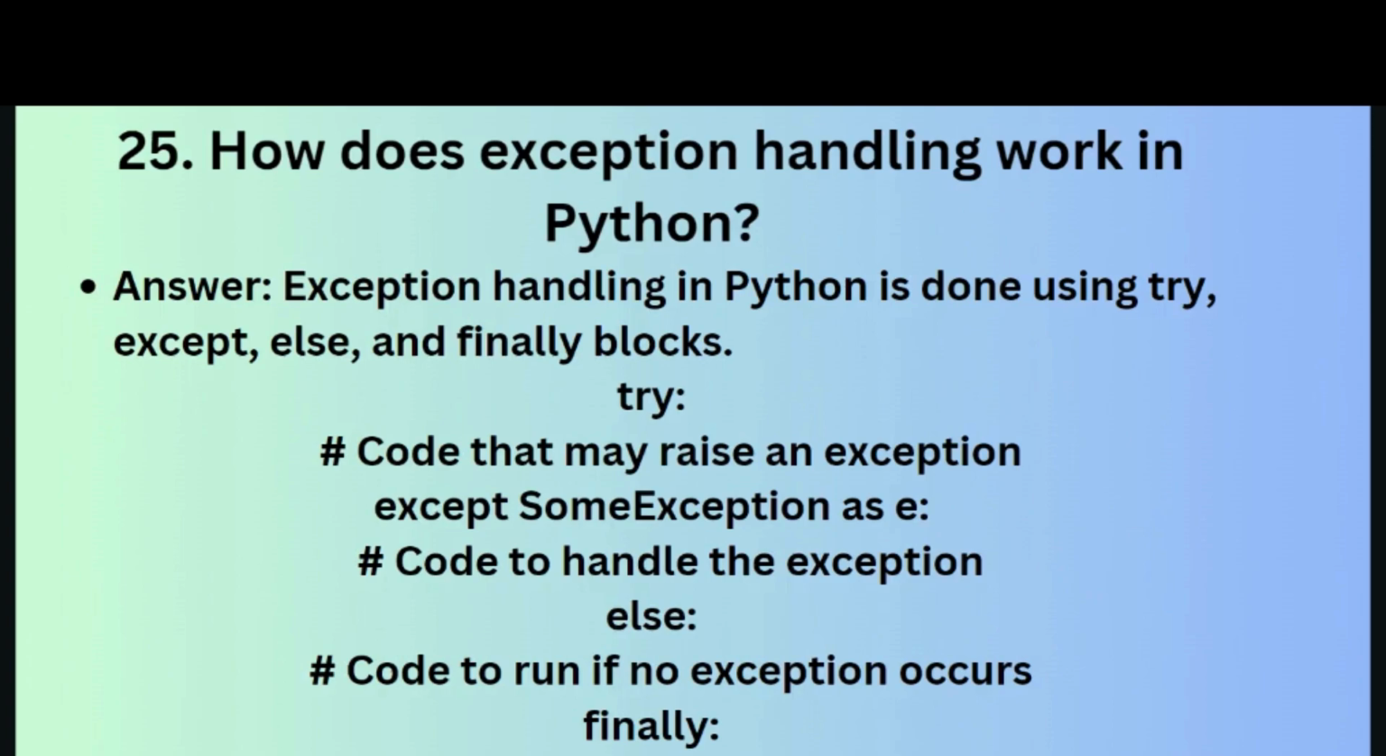How does exception handling work in Python? Exception handling in Python is done using try, except, else, and finally blocks. Try: code that may raise an exception. Except SomeException as e: this is the alias, to create code to handle the exception. Else: code to run if no exception occurs, we should give the condition here. And finally: code to run no matter what.